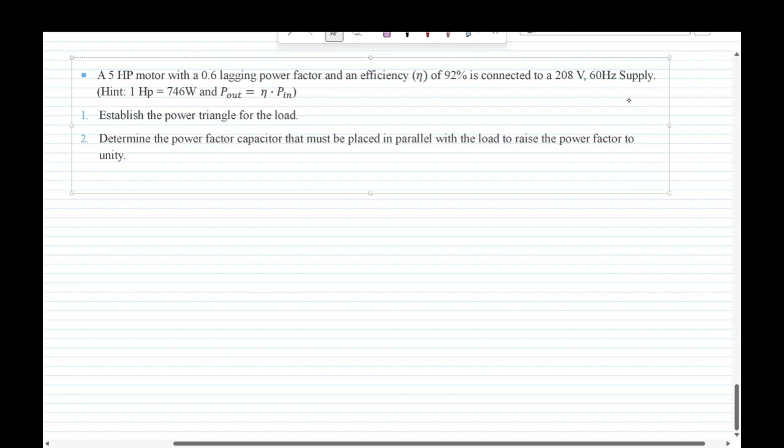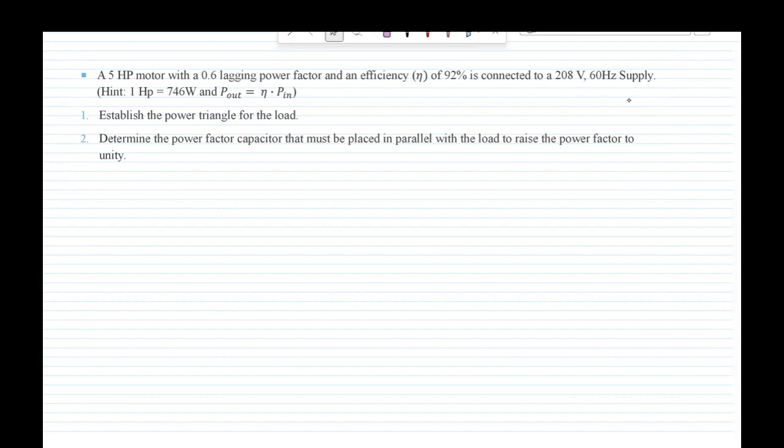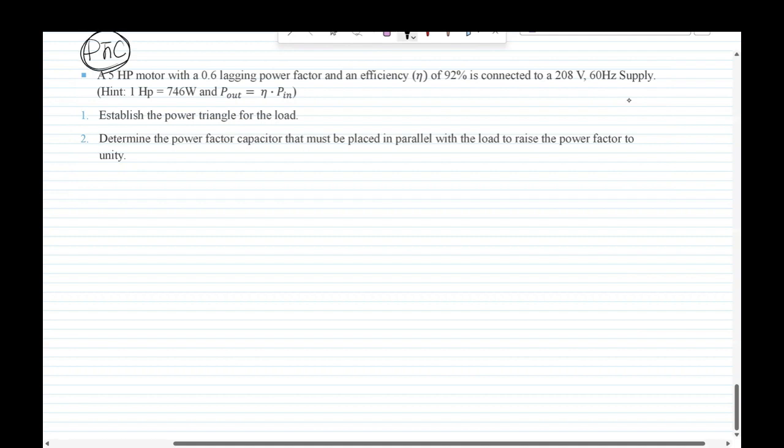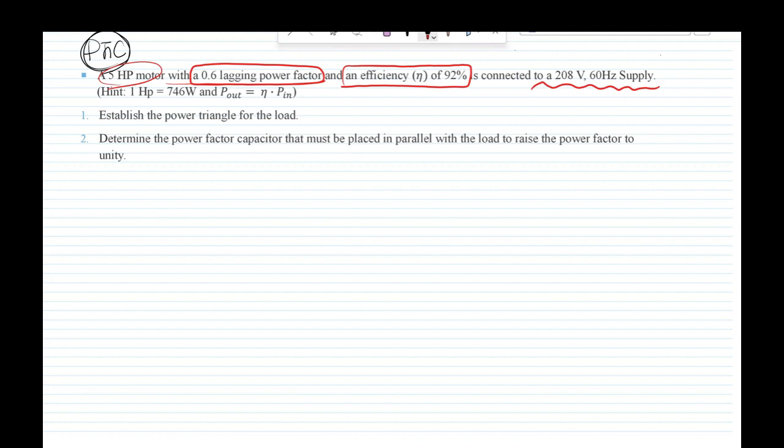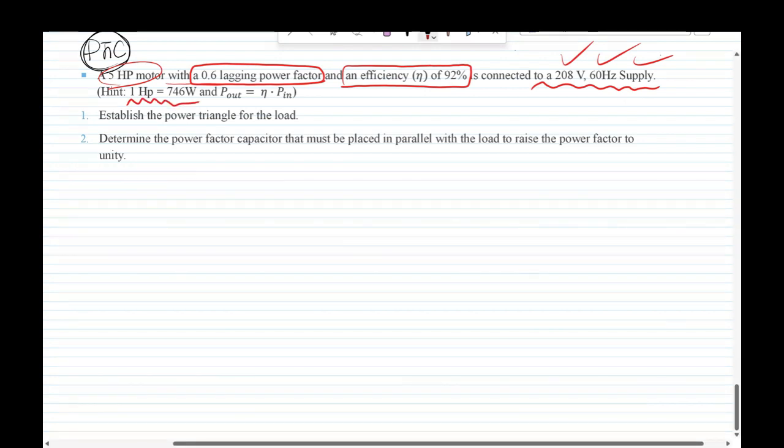All right. So now we have the sample exam for the power factor correction. We have a 5 horsepower motor with a 0.6 lagging power factor, and the motor has an efficiency of 92%. It is connected to a supply voltage source of 280 volt, 60 hertz. And 1 horsepower is 746 watts.